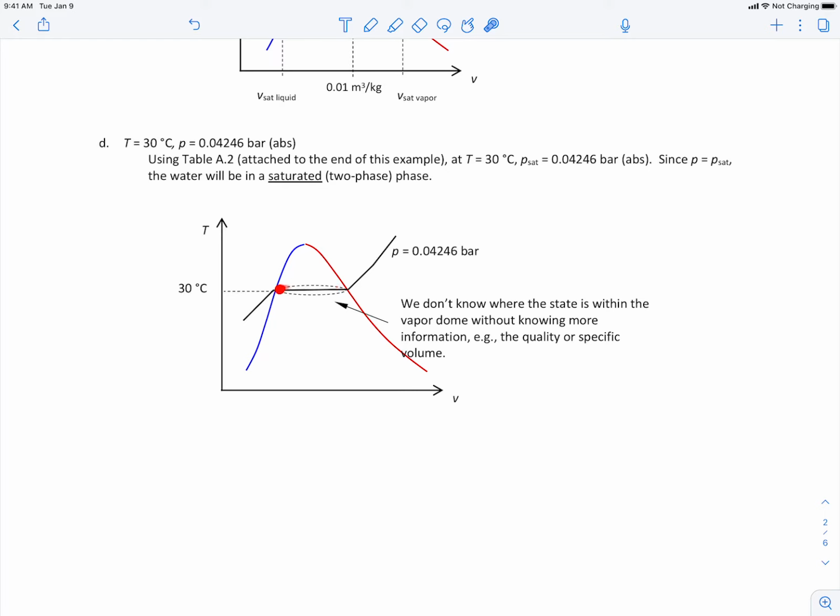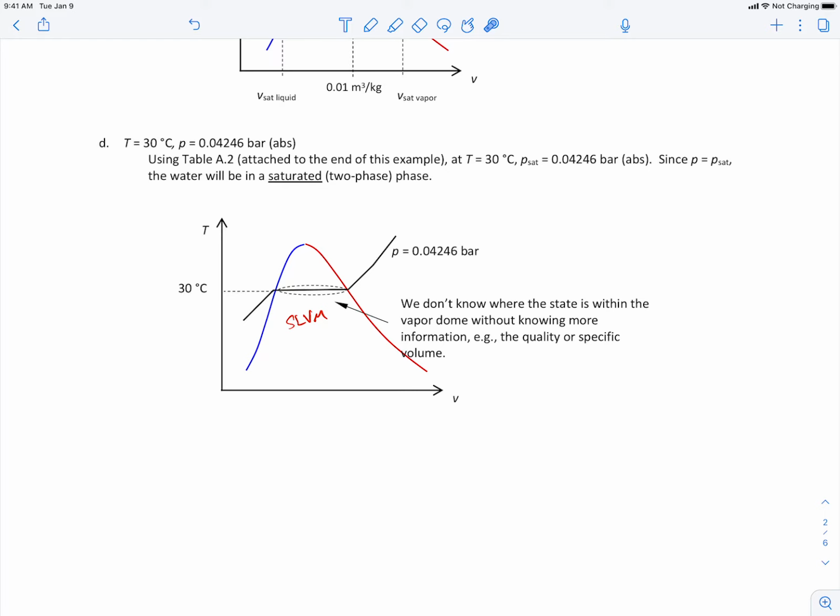That's an absolute pressure. So there's our isobar for that. And so we're somewhere in here, in a saturated liquid vapor mixture phase. We don't know where exactly, right? Because at that given pressure and temperature, there are multiple specific volumes we could have. We would need additional information to figure out where we are.